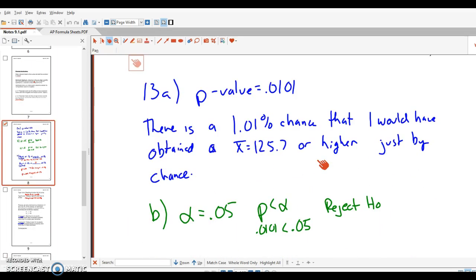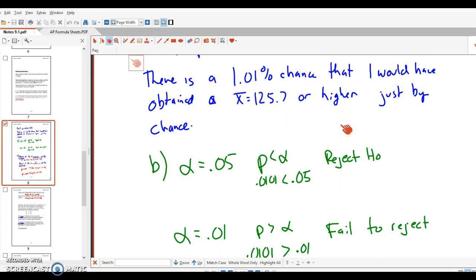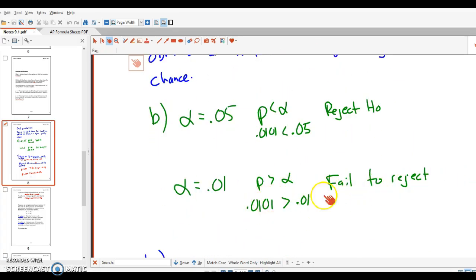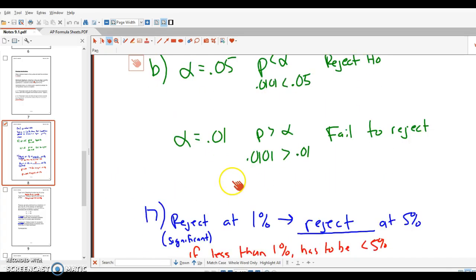Okay, so we did a little bit of work in the book just to check our understanding, number 13 and 17 in the book, if you want to pause the video and look at that. A p-value of 0.101 was given to us. Translation, there's about a 0.101 chance that I would have obtained an X bar of 125.7 or higher just by chance, would be the interpretation of it. At the 5% level, p is a lot smaller, so of course we would reject the null. But at the 1% level, notice same p-value, the 1% level we'd have to fail to reject, so it's much harder to reject at a 1% level.